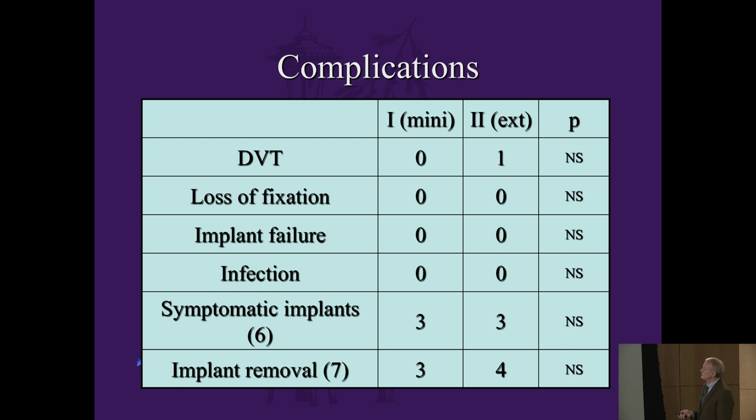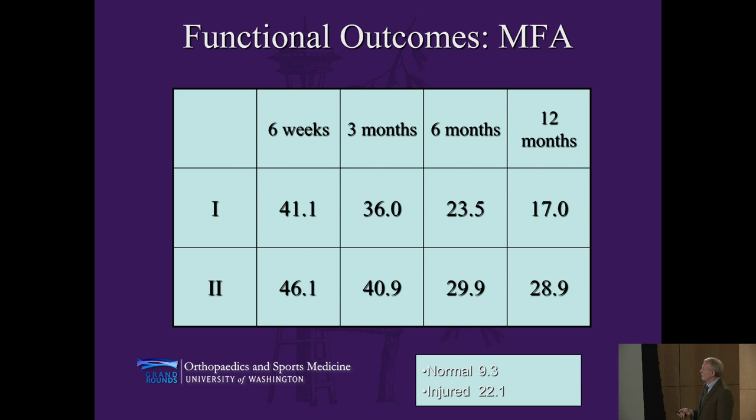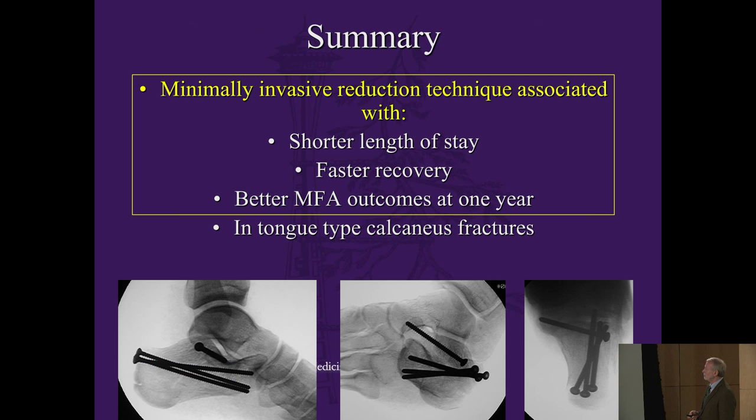At 6 weeks, they had better outcome scores. At 3 months, they had better outcome scores. At 6 months, they had better outcome scores. And at 12 months, they had better outcome scores. So all along, less expensive, faster healing, better outcomes, and better motion. So these are reasons to do it.